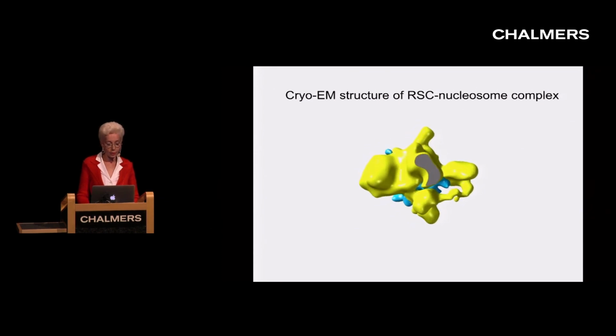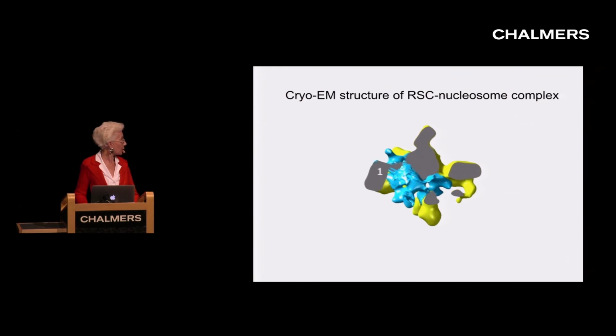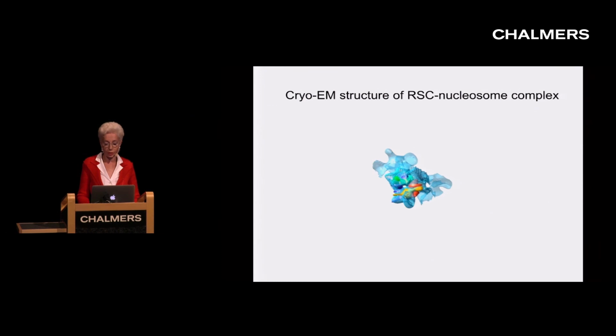Rotating almost 90 degrees and removing RSC density for an unobstructed view of the density in the central cavity, there are 3 points of contact with RSC. The histone octamer from the X-ray crystal structure of the nucleosome can be docked into the density in the central cavity. As before, H2A and H2B are red and yellow, and H3 and H4 are green and blue.